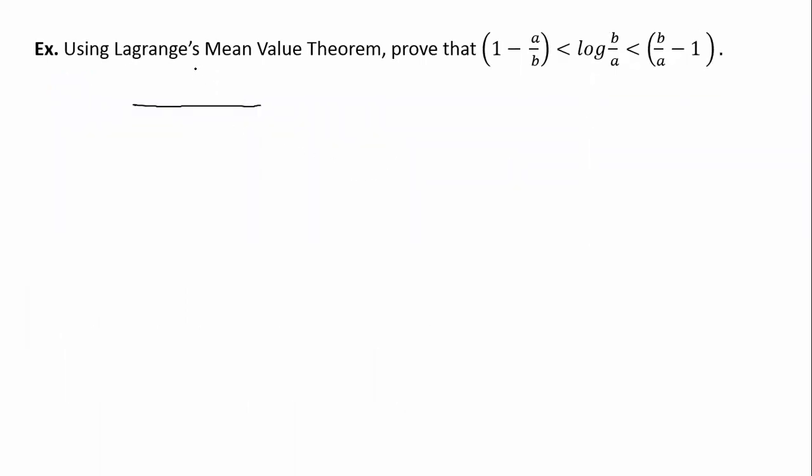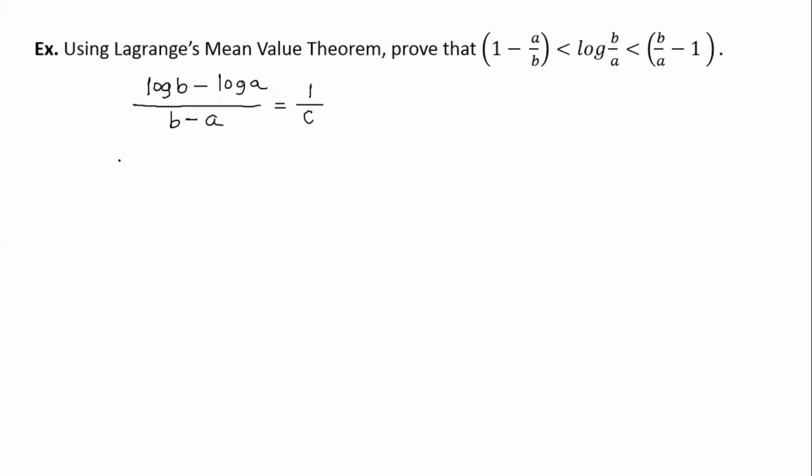So what will be f of b? Log b. Minus f of a means log a, upon b minus a, is equal to f dash of c. f dash of c means, please tell. 1 upon c. See, f dash of x is 1 upon x. So f dash of c will be 1 upon c.